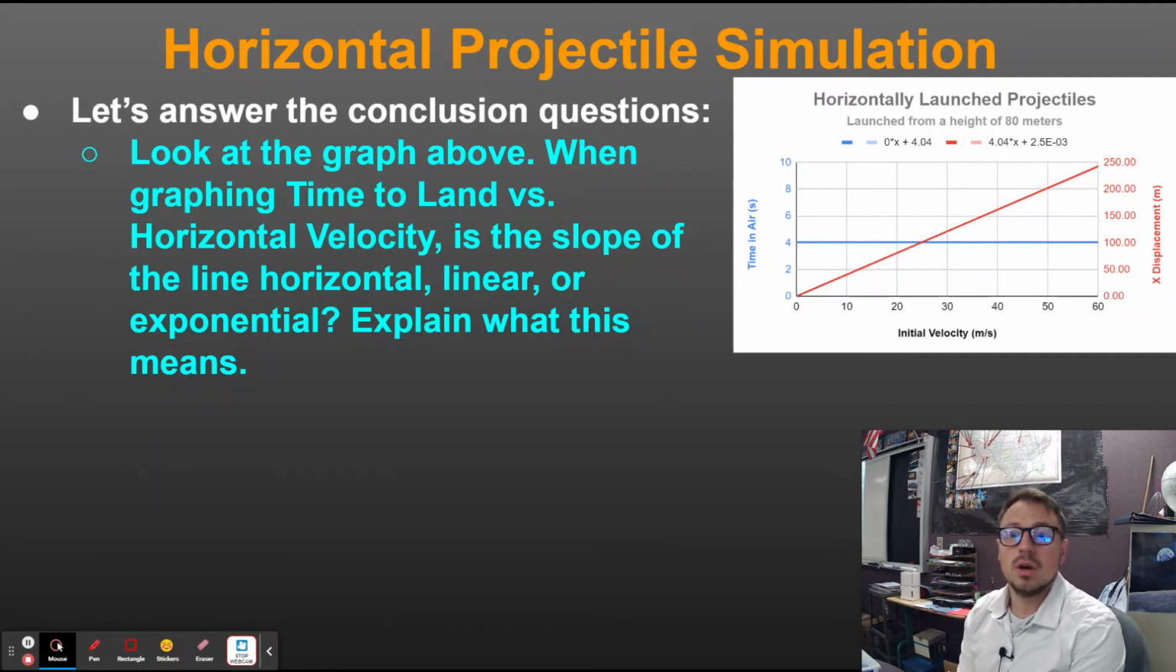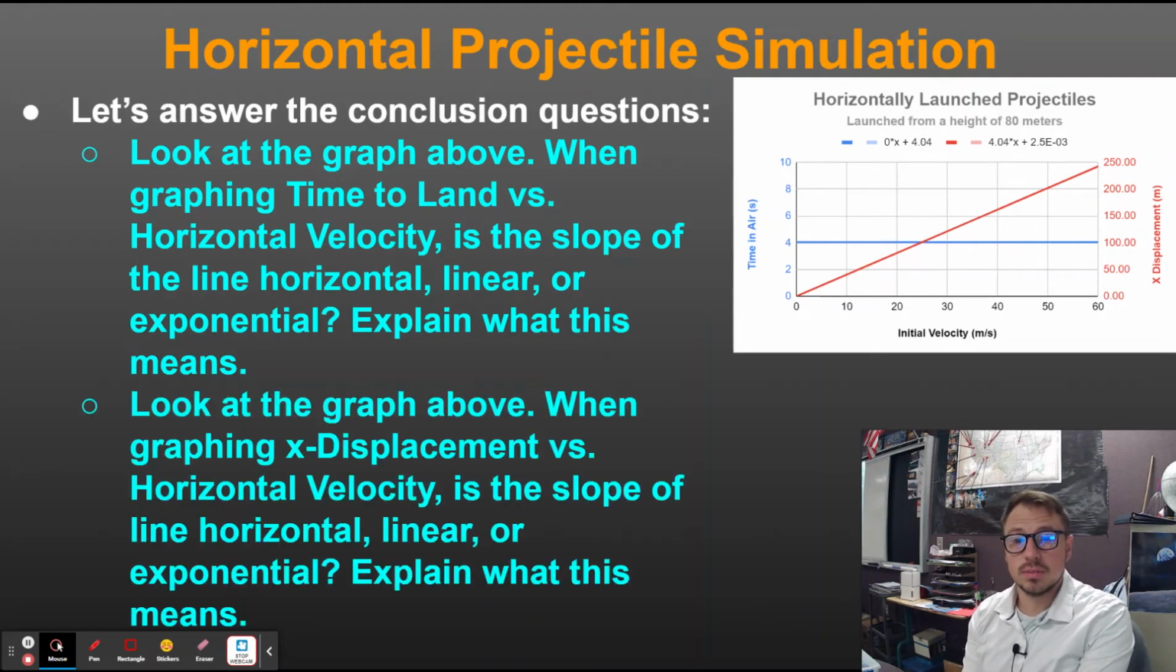If we look at the graph that we made, when graphing time to land versus horizontal velocity, is the slope of the line horizontal, linear, or exponential? Explain what this means. It's horizontal, right? That blue line shows that the time the object was in the air, regardless of initial velocity, was the same. So regardless of initial velocity, the object takes the same amount of time to land. The horizontal motion did not affect the vertical motion.